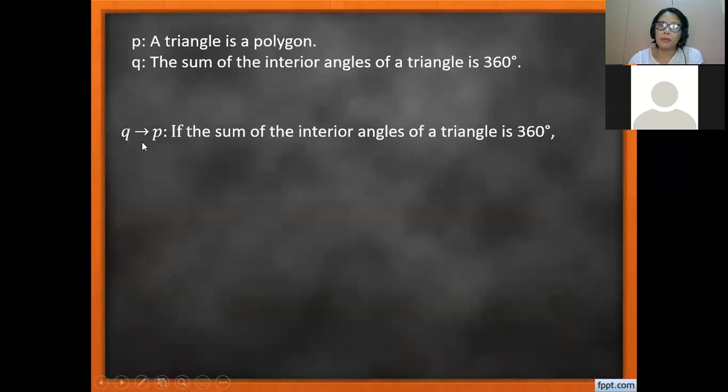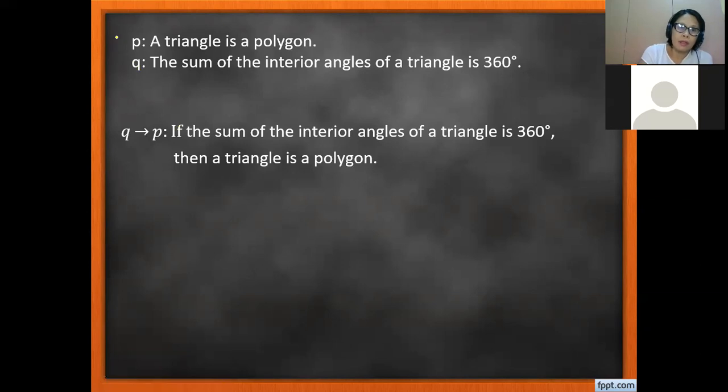Now, how about its converse? So we have if Q then P. If the sum of the interior angles of a triangle is 360, then a triangle is a polygon. Take note that the order of P and Q here was reversed, such that Q becomes the hypothesis and P becomes the conclusion. And this is FT, right? So this is F, this is T, this is false, this is true, right? So if Q then P is FT, so this will be a true statement.